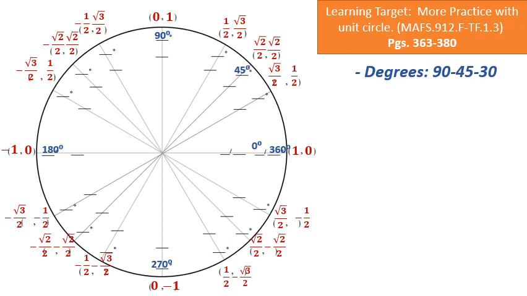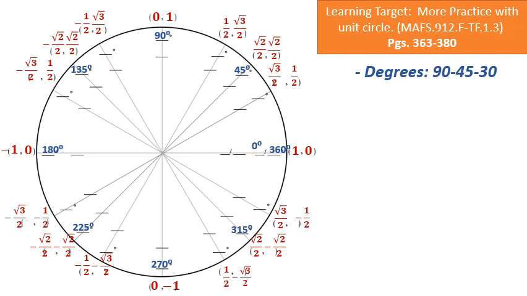45 plus 45 is 90. It's already there. 90 plus 45 is 135. 135 plus 45 is 180. It's already there. 180 plus 45 is 225. 225 plus 45 is 270. It's already there. 270 plus 45 is 315. 315 plus 45 is 360, and it's already there. So we have most of this circle already filled out just in those 2 steps, 90 and 45.